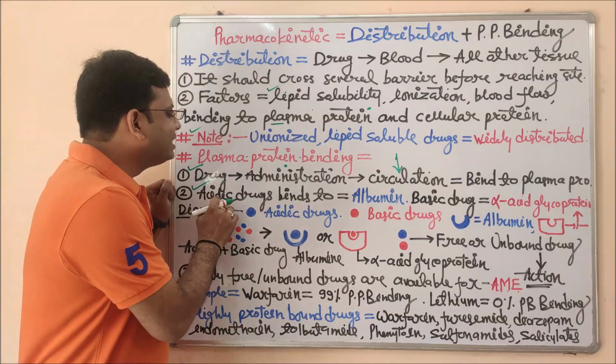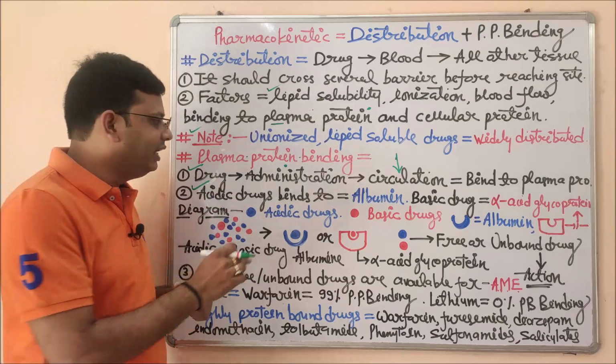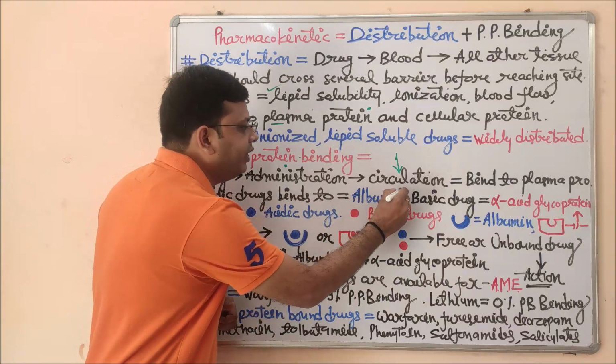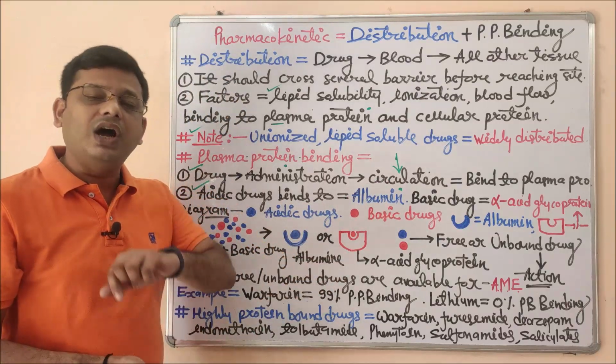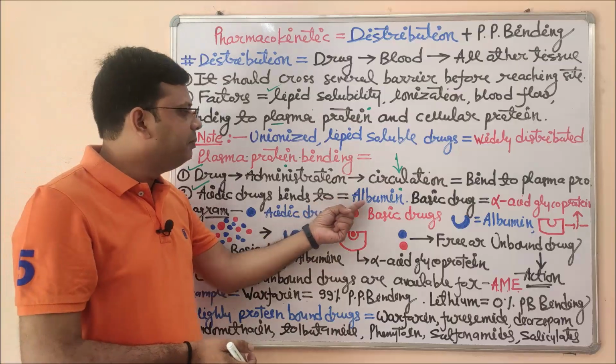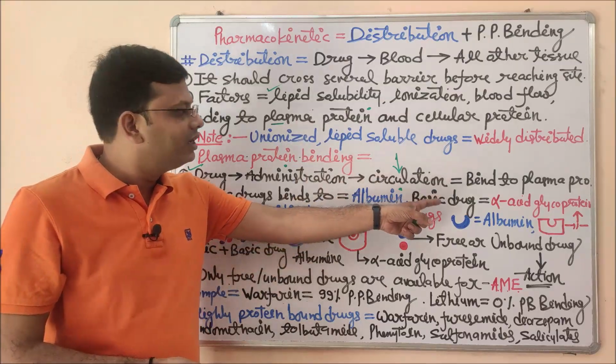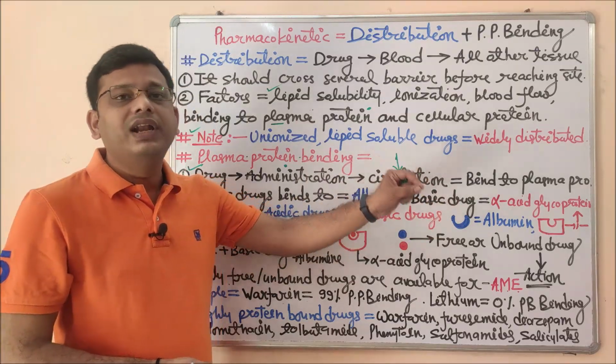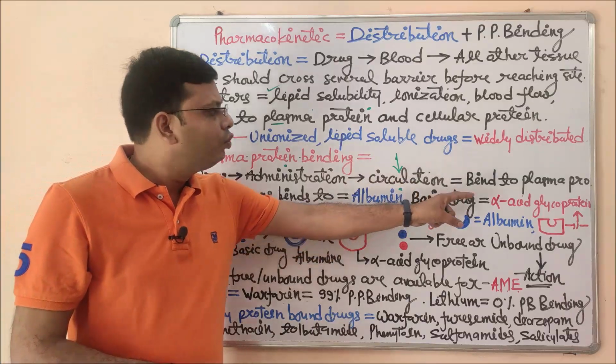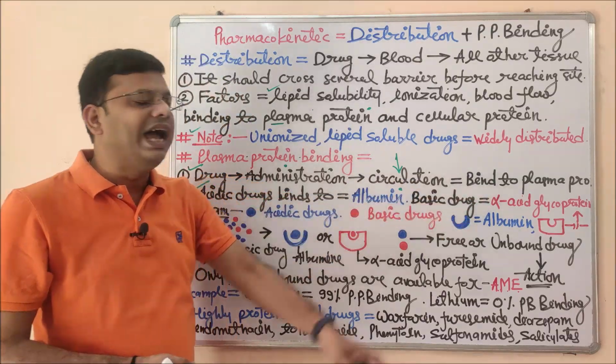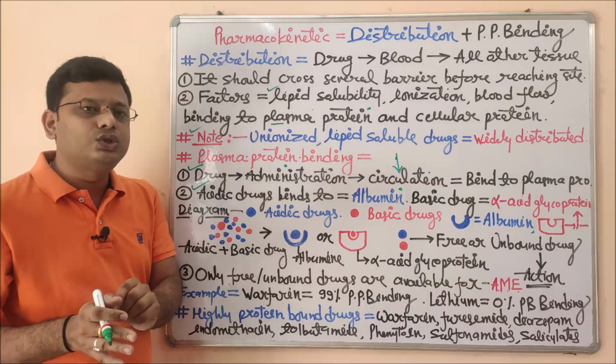So acidic drugs, those drugs which are acidic in nature, will bind to albumin. This is one of the most important questions which has been asked many times. So they will bind to albumin, whereas the drugs which have basic property will bind with alpha acid glycoprotein. You should remember these two terms.